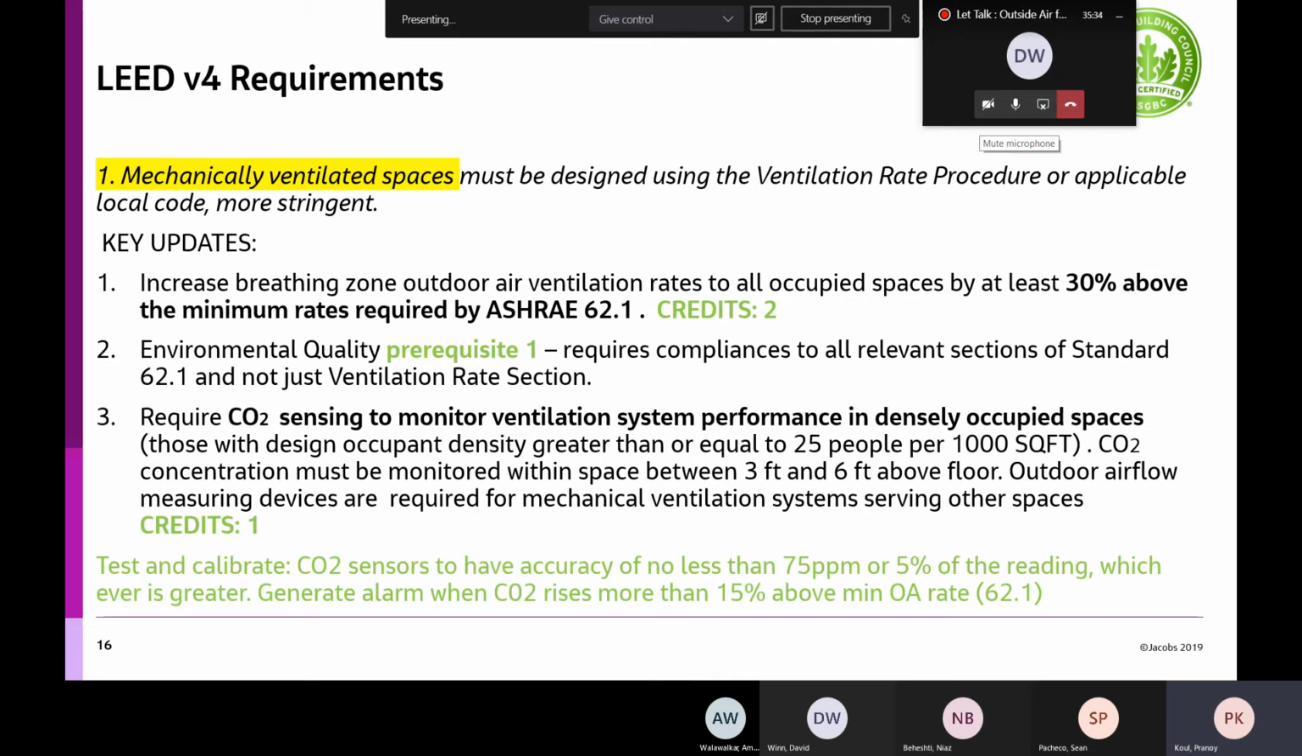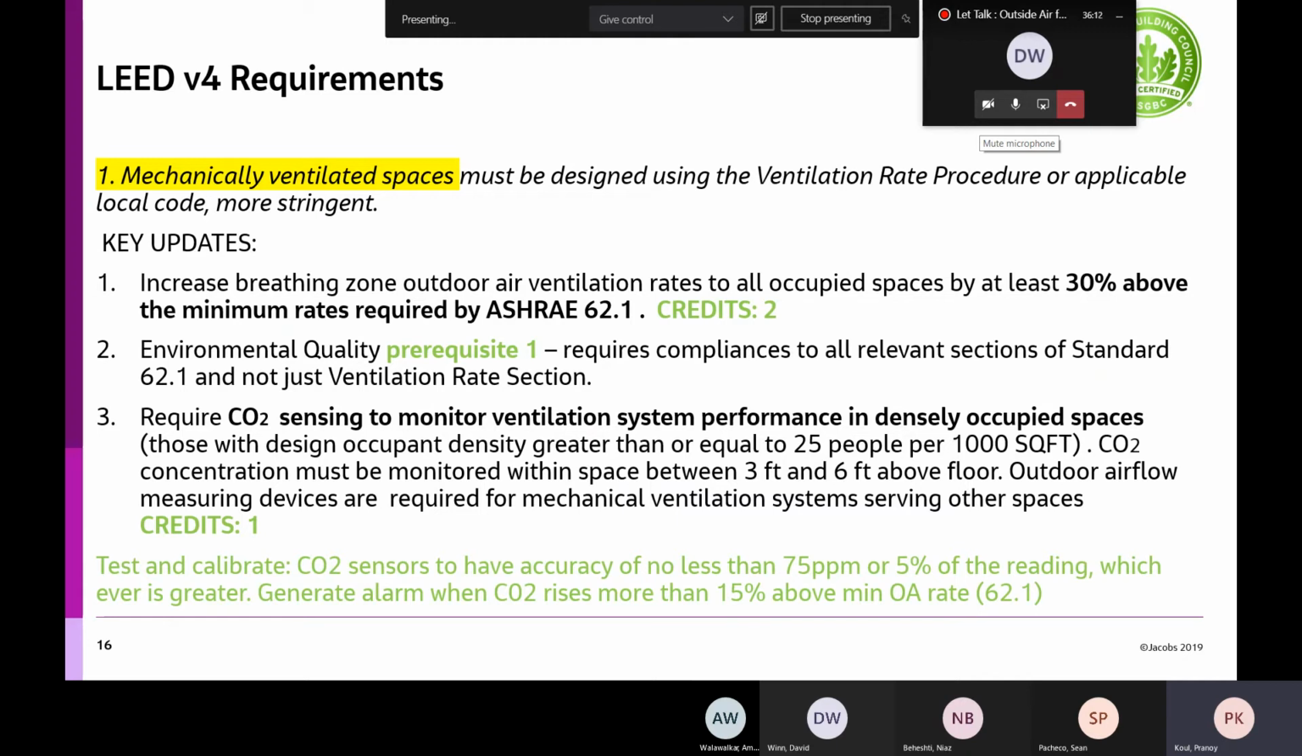But as a general note, for spaces with design occupant densities greater than or equal to 25 people per thousand square feet, the CO2 concentration must be monitored within the space between 3 to 6 feet above the floor. And outdoor airflow rate measurement devices are required for mechanical ventilation serving spaces. So wherever you have mechanical ventilation serving any space, you need to place a CO2 sensor, and that CO2 sensor should be carefully placed and calibrated at regular times.